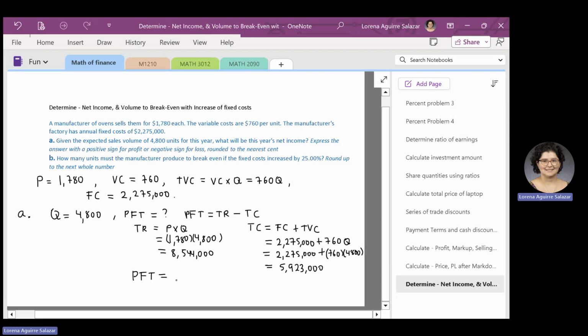We have $8,544,000 take away $5,923,000. And when we perform that subtraction, we get the number $2,621,000. So that's the answer to part A.